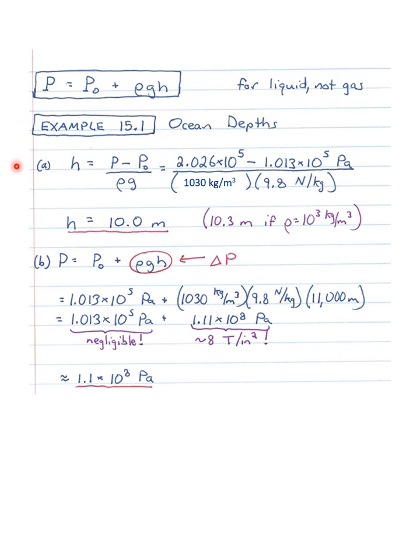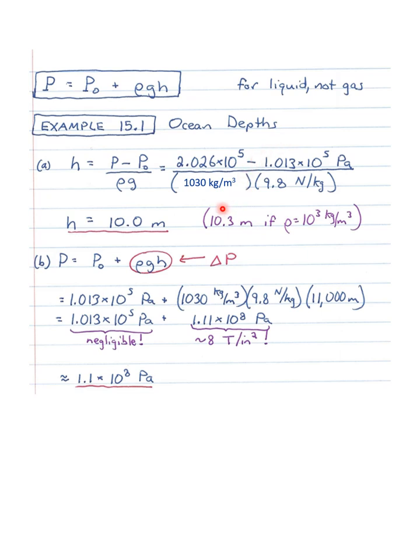So we'll take for P, first we'll solve for H. H equals P minus P naught over rho G. And then we'll take for P 2.026 times 10 to the fifth, that's twice atmospheric pressure, minus P naught. And so up top, we're looking essentially at that the liquid, the ocean itself, has added 1 atmospheric pressure because it's at a total of 2, but the air above it has contributed 1 atmosphere to it.